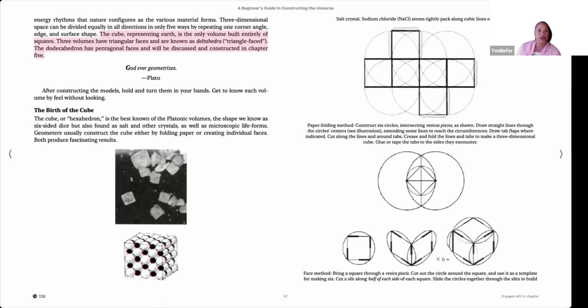After constructing the models, hold and turn them in your hands. Get to know each volume by feel without looking. The birth of the cube.